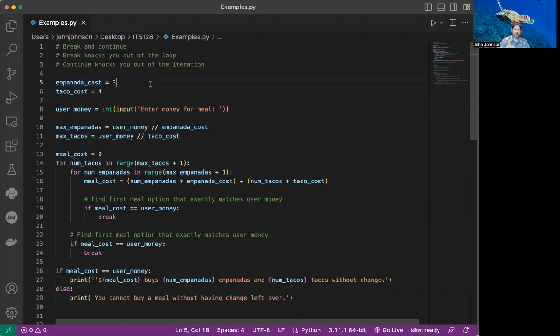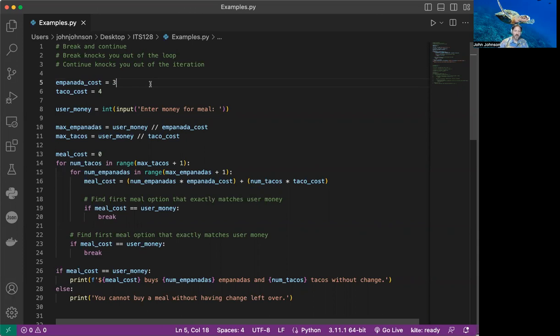So the idea is that you have empanadas and tacos, and you're going to let the user input how much money they've got for the meal. And then you're going to find out, okay, what's the max number of empanadas you can have? So they're dividing the user money by the empanada cost and throwing out the remainder there. So you can't have like 5.2 empanadas, so it's going to just say 5. So the same for max tacos, you divide the money that you have by the taco cost. So that's the max number that you could go to there.